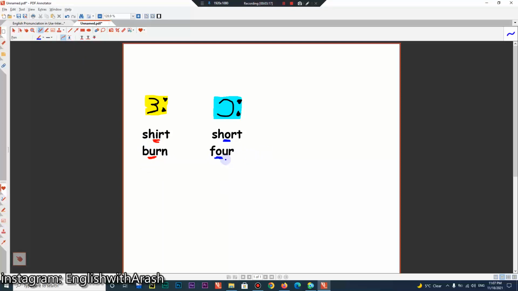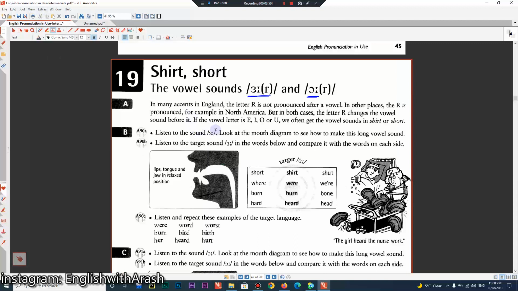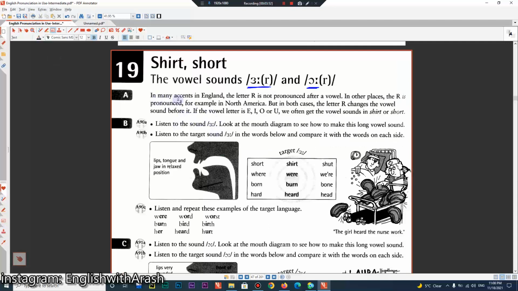Now we're going to look at the mouth diagram, how to exactly pronounce them. But I think you have no problem with these two sounds. The reason is they are quite distinct and you can easily produce them. So just try to repeat after me. Shirt. Burn. Short. For.